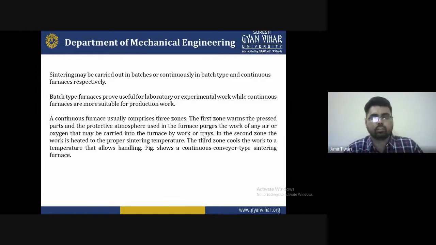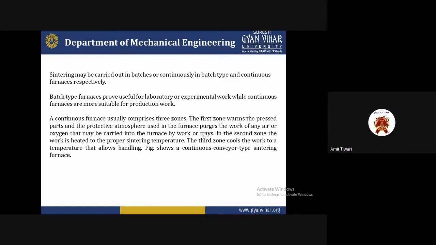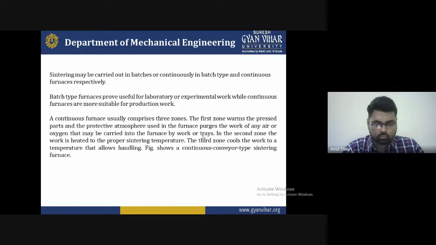The continuous furnace usually comprises three zones. The first zone warms the pressed part. The protective atmosphere is in the furnace to purge any air or oxygen that may be carried into the furnace by the work. In the second zone, the work is heated to the proper sintering temperature. And the third zone cools the work to a temperature that allows handling. This shows a continuous conveyor type sintering.